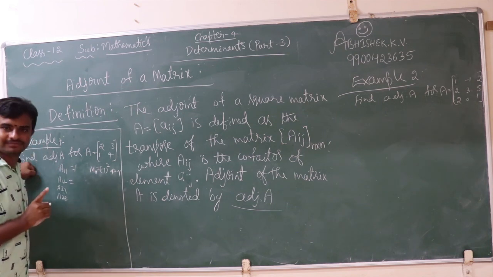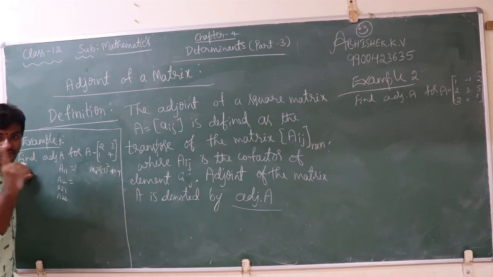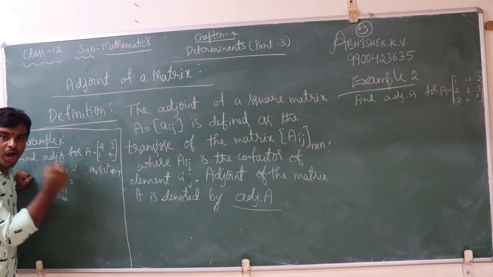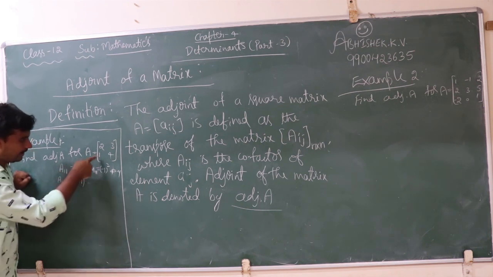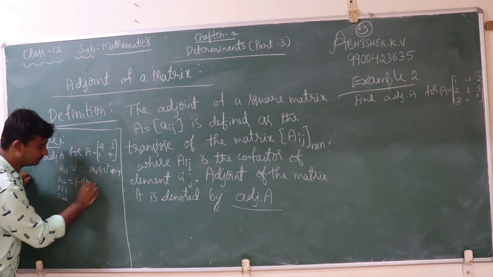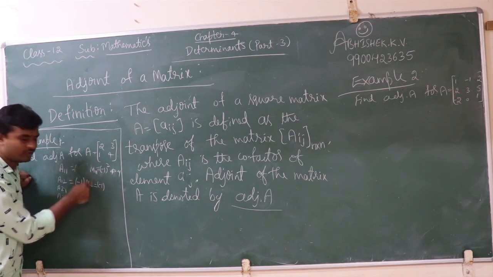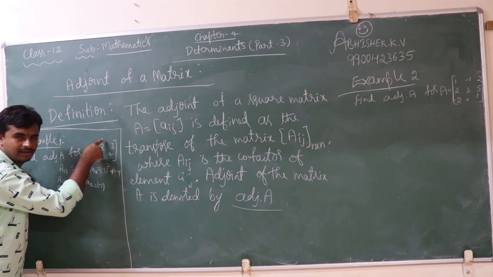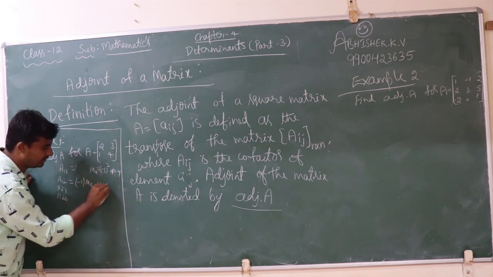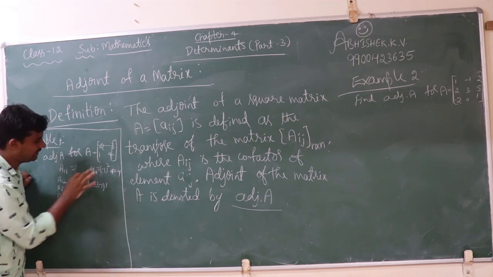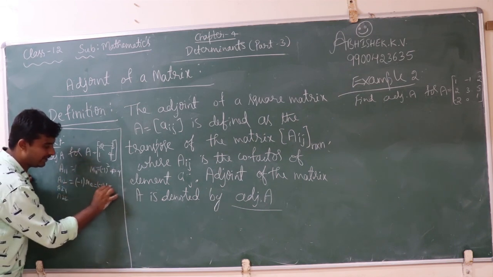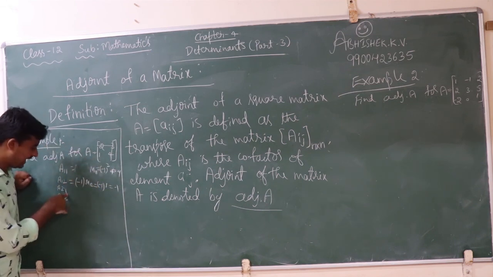Similarly, as I already told you, instead of calculating this, just analyze whether the sum of the suffix is even or odd. To find the cofactor, A12 is odd, so it is minus 1 into M12. M12 means first row, second column deleted, remaining with 1. Is it clear? Remaining with 1. 1 into minus 1 is minus 1.